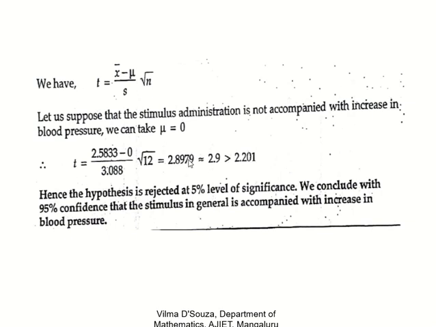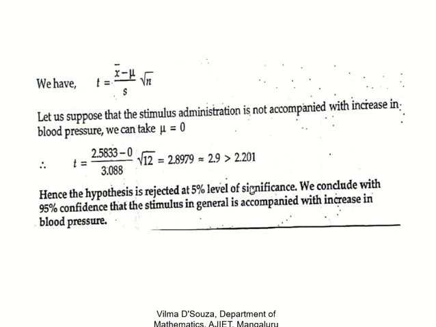So calculated value of t, 2.8979, is greater than the tabular value of t. The tabular value of t is given in the question, right? t of 0.05 is 2.201. So calculated value of t is greater than the tabular value of t. So you can say the hypothesis is rejected at 5% level of significance. So we conclude with 95% confidence that the stimulus in general is accompanied with increase in blood pressure.